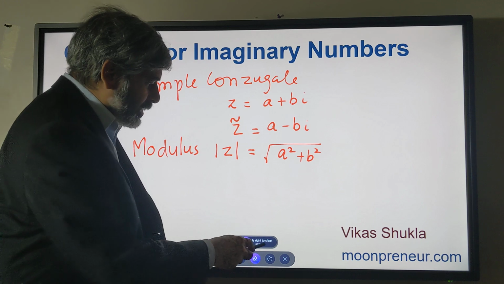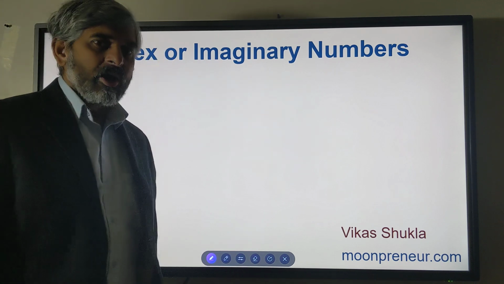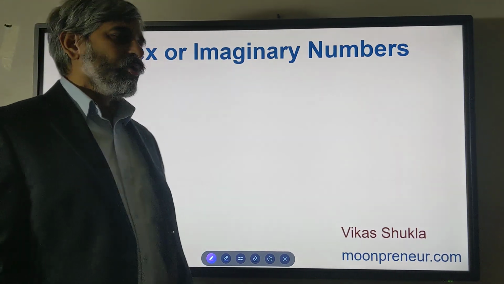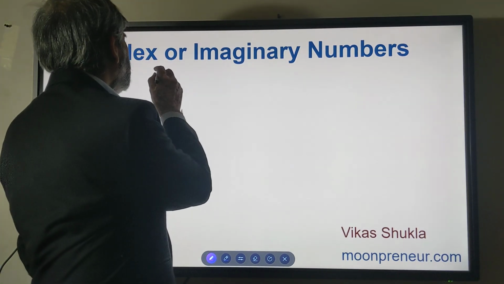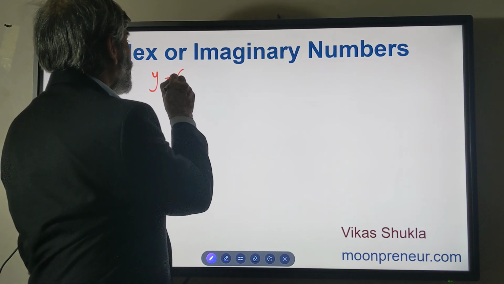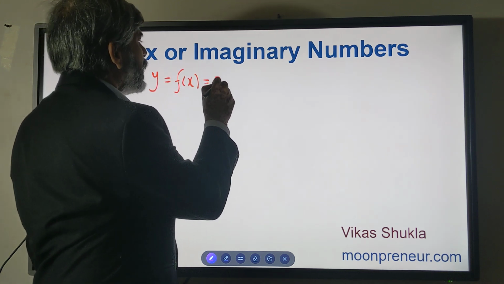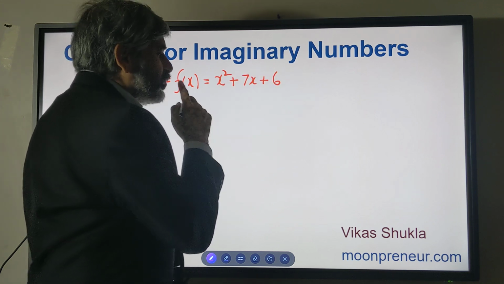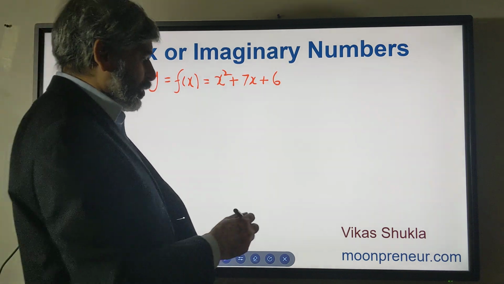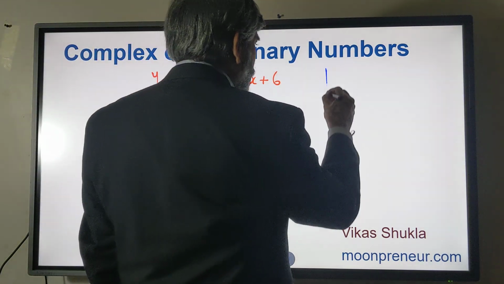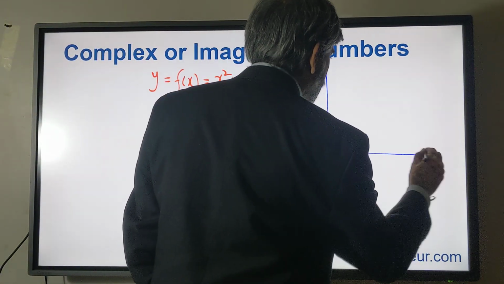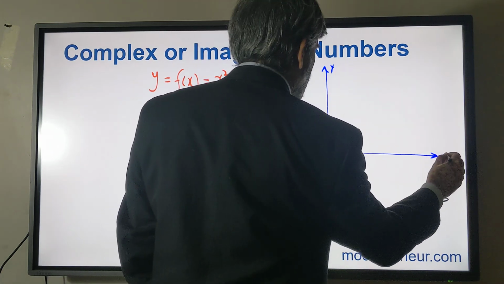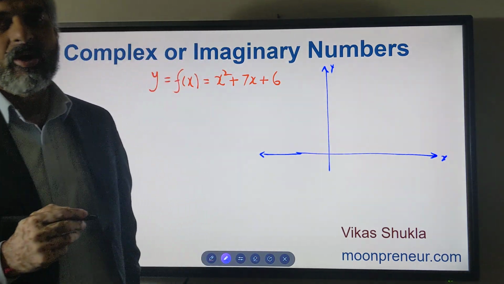A couple more things you need to be aware of, and now here comes an important thing. What I would like you to do is see how the whole thing relates to a visualization, and for this I'll go back to plotting a function. Let's say y equal to f(x) equal to, let's say, x squared plus 7x plus 6, and we know that this is a parabola that we can plot. And I also encourage you to use Desmos to plot this. This is the y-axis and this is the x-axis. So how do we plot it?